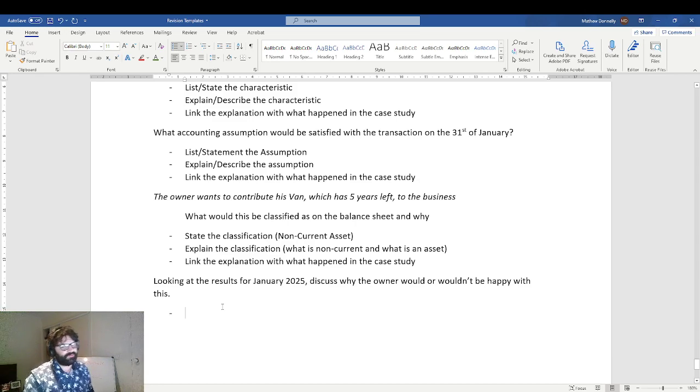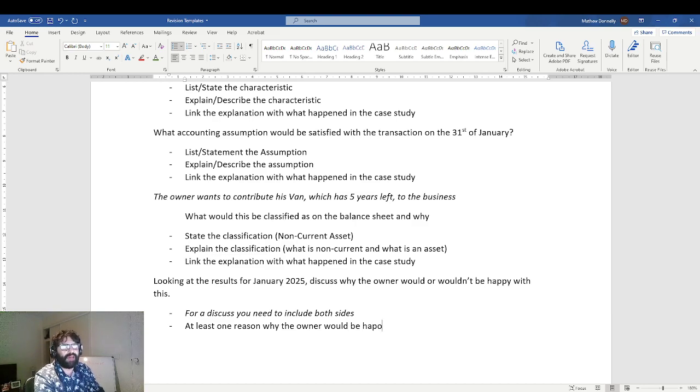So, looking at the results for January 2025, discuss why the owner would be happy or wouldn't be happy with this. Now, for a discuss, you need to include both sides. Please remember, you need to include both sides. Why they would be happy, why they wouldn't be happy. Right? At least one reason why the owner would be happy, and provide specific numbers.